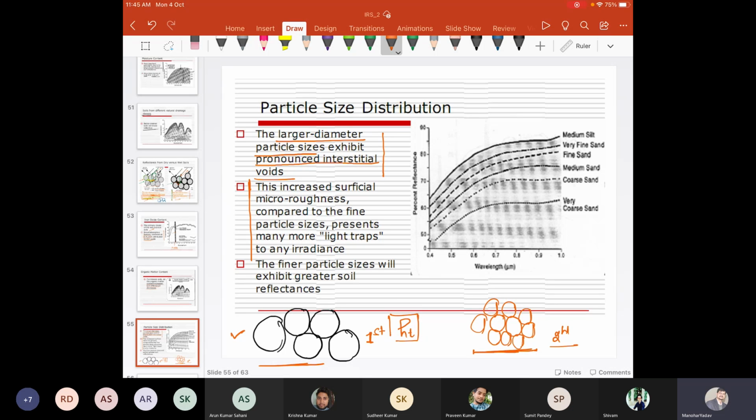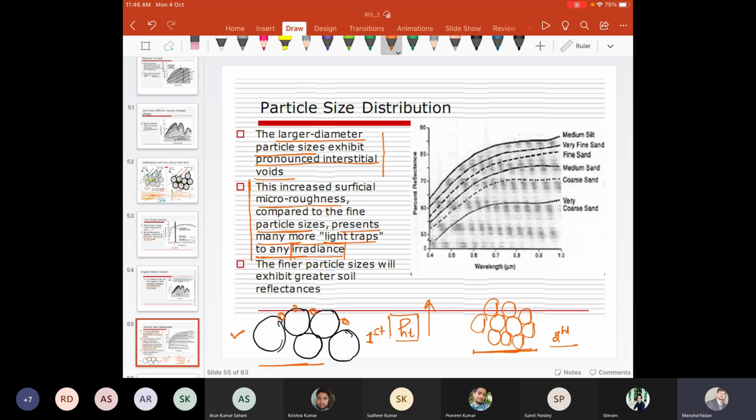When there is a large particle size, it increases the surface micro roughness. I'm talking about this HT. HT will increase compared to the fine particle sizes, and it presents many more light traps. These are the light traps over here. Similarly, due to the roughness, light traps are more for any irradiance.